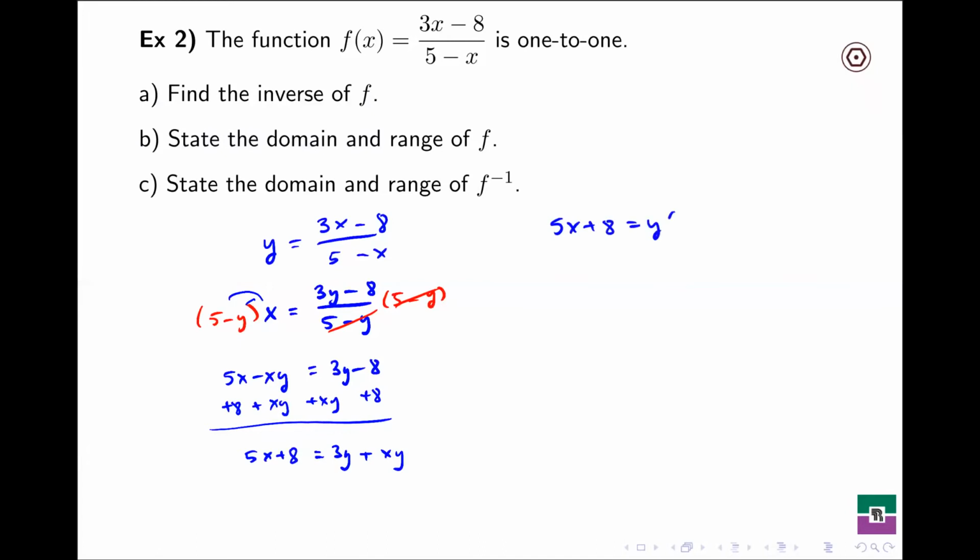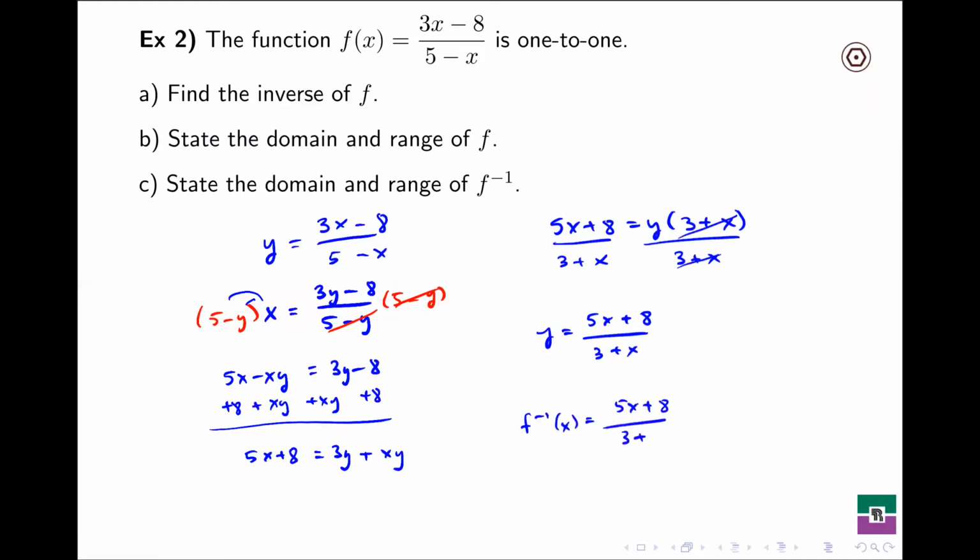Factor the y out of the terms on that right side, and that would leave a 3 and an x. And then to get the y completely alone, it's being multiplied by 3 plus x, so let's go ahead and divide by 3 plus x. And then now our y would be alone. All right, we got it. y equals (5x plus 8) over (3 plus x). And then that last step says, go and give it its proper name. It's the inverse function: (5x plus 8) over (3 plus x).